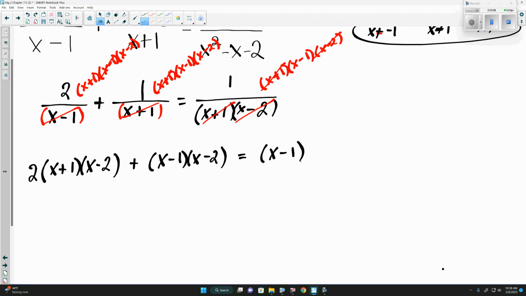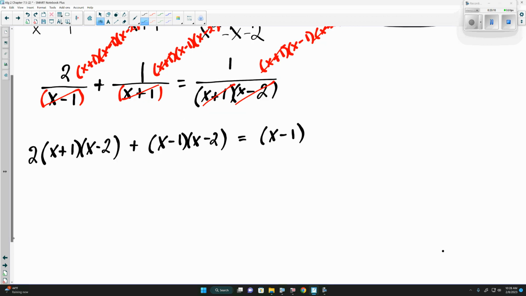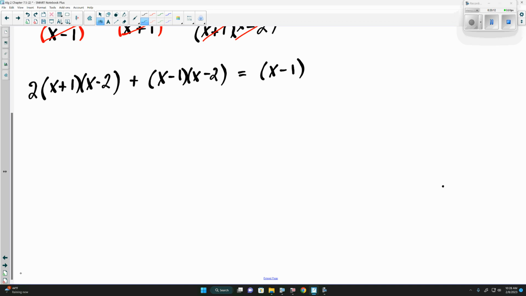I did write one of these out that we didn't necessarily have to write back out, because where do we get x plus 1 times x minus 2 from? The x squared minus x. So we could rewrite it out that way, or we can go on and keep distributing. X times x is x squared. X times negative 2 is negative 2x. 1 times x is plus x. And 1 times negative 2 is negative 2.